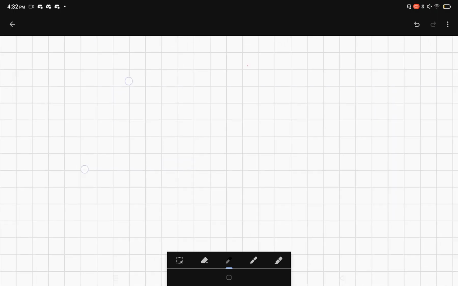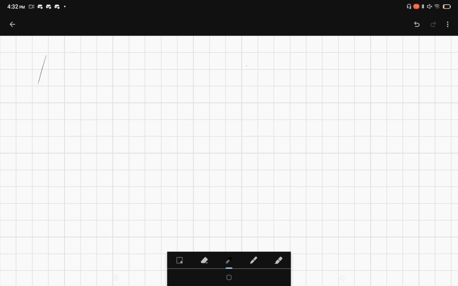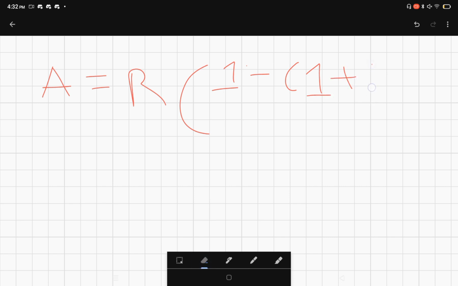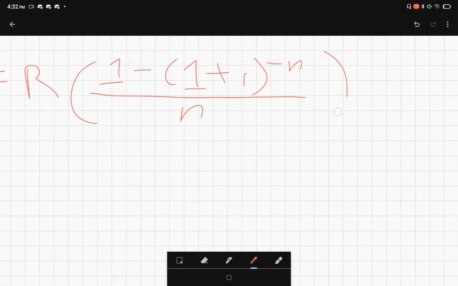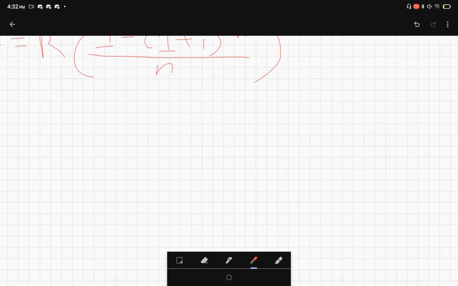In order to find out how much the monthly payment is, we need to write down the formula, which is A equal to R open bracket 1 minus open bracket 1 plus i close bracket, then power negative n, per i, close bracket.